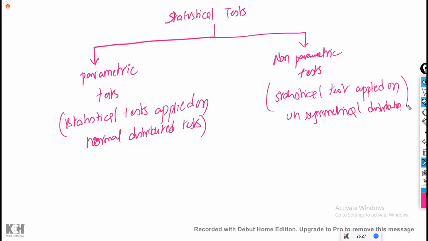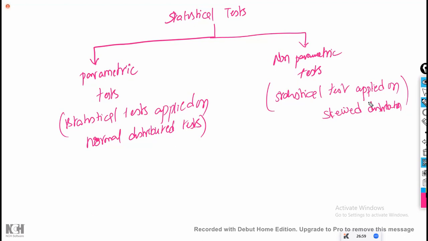Okay. So first, what we have to do is see whether the given data is a symmetrical distribution or an unsymmetrical distribution. That is nothing but whether it is a normal distribution or a skewed distribution. Unsymmetrical is nothing but skewed. If the data is skewed, apply a non-parametric test. If the data is normal, then apply the parametric test. To apply the parametric test, it is compulsory that the data be normally distributed.